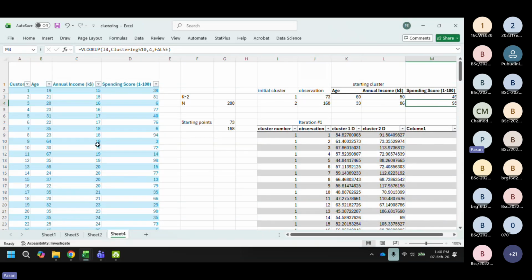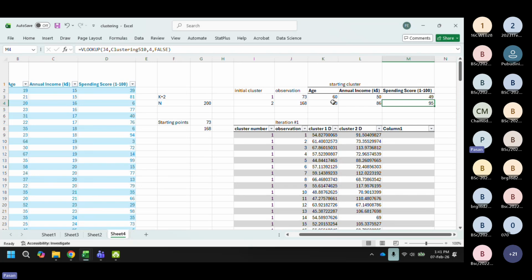So by looking at our data set, we can decide the 2 points. We can identify the 2 points as 60, 50, and 49, and then 33, 86, and 95 as the 2 points that we are initially considering as our centers. So we don't have much idea about where these 2 points are or whatever, right? So we just randomly take these 2 points as our centers. Okay. And then once you identify these 2 points, then we can perform our first iteration. So let's consider the first iteration. So give me a second.